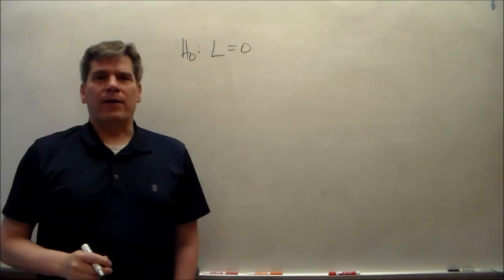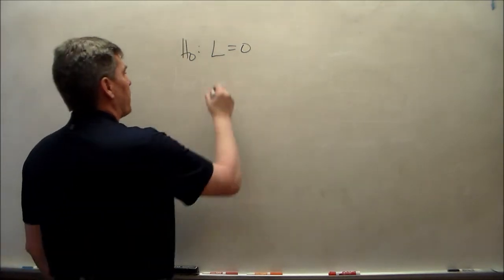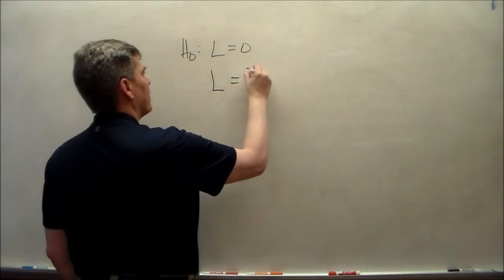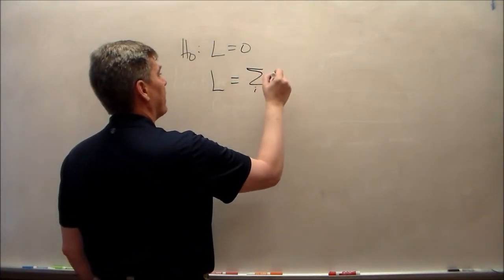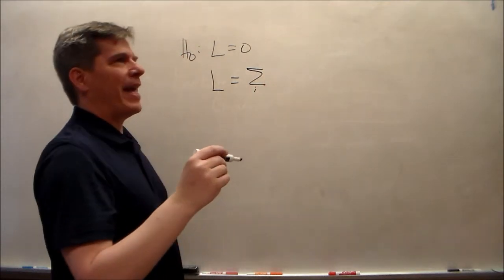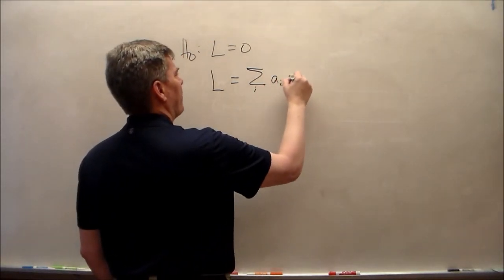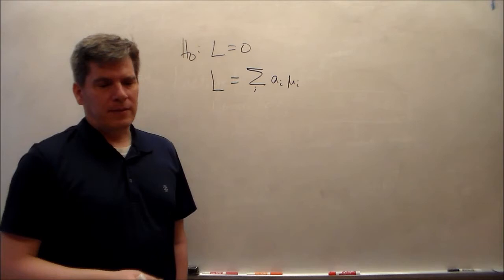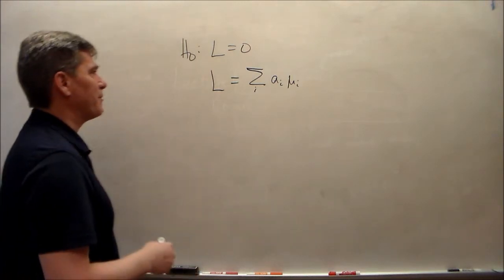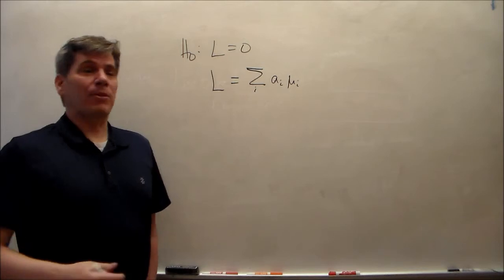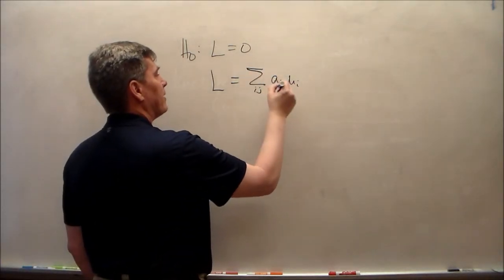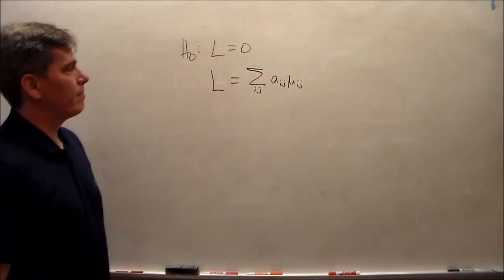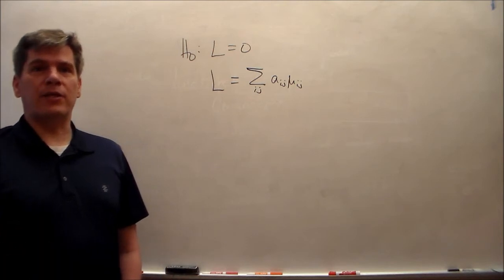L, again, is going to be our contrast. And as we recall, L, back in the one independent variable days, was just the sum over i of a_i mu_i, a linear combination of those population means. Today, with the two-way, you're going to be adding up over two indices, a_ij mu_ij. That's it. Still a linear combination of the population means.